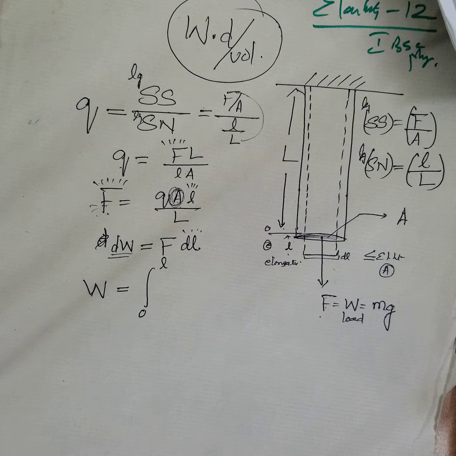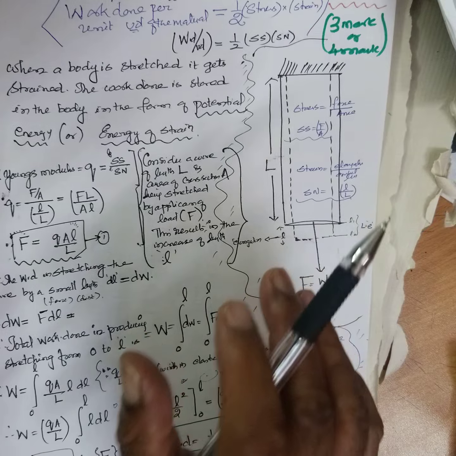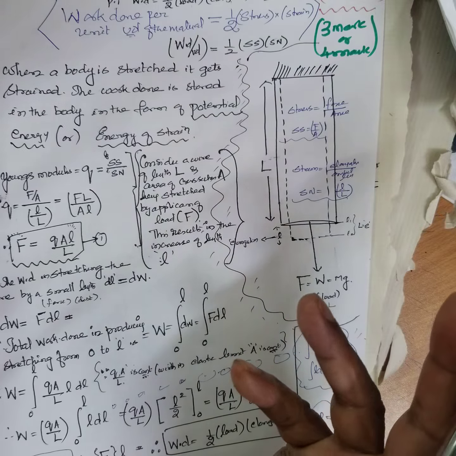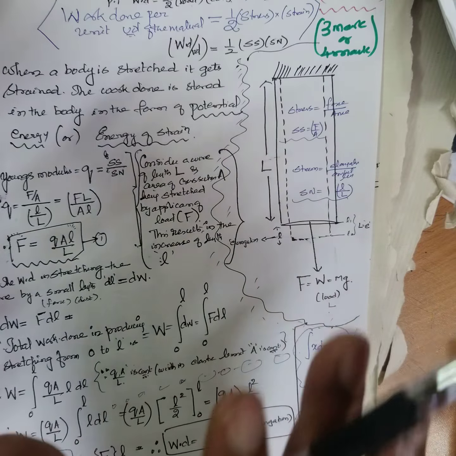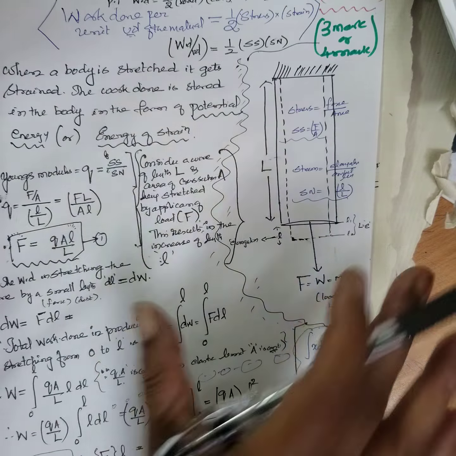Work done when a body is stretched. And handwriting should be perfect. Some students can do what other people cannot do, that is, they can read their own handwriting. Other people cannot do it at all. It is not like that. You have to write your handwriting in such a way that the other examiner also must understand what you have written.